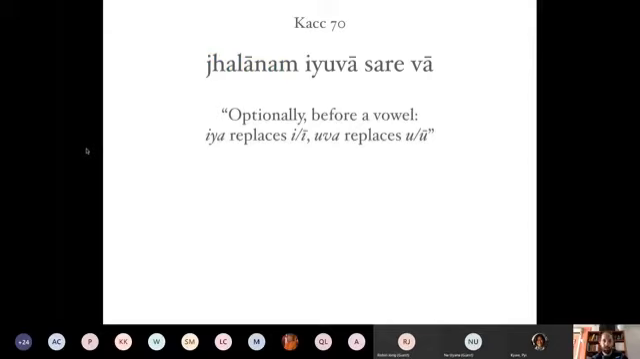So the final meaning of the sutta, in my provisional translation, I think it more or less makes sense, would be optionally. Optionally stands for va, means or. So optionally, before a vowel, iya replaces i or ii, and uva replaces u or uu.